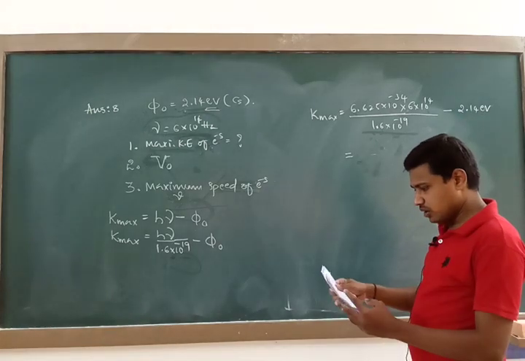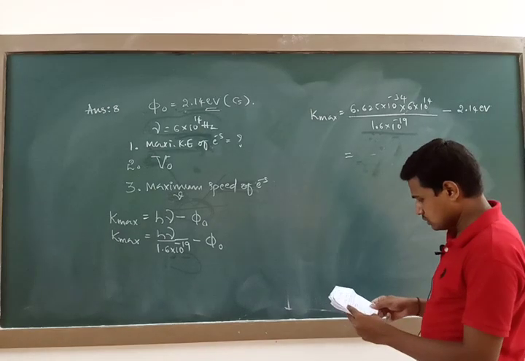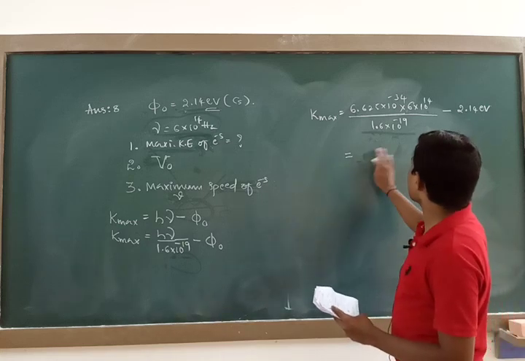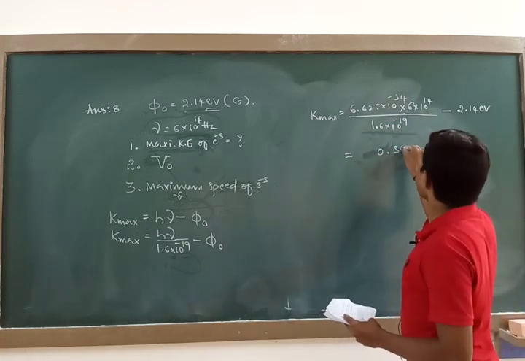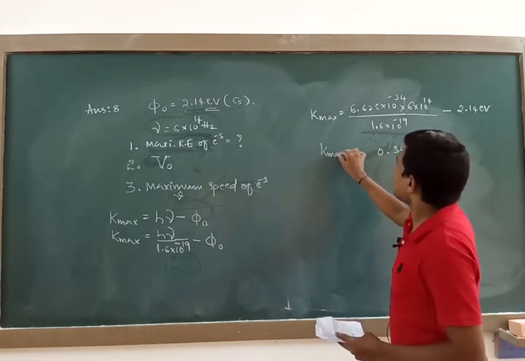So the value you are getting for this is 0.346 electron volt. That is K max.